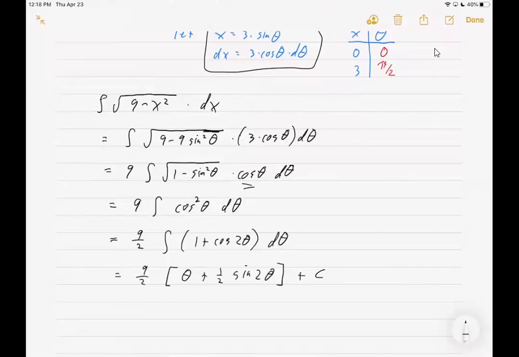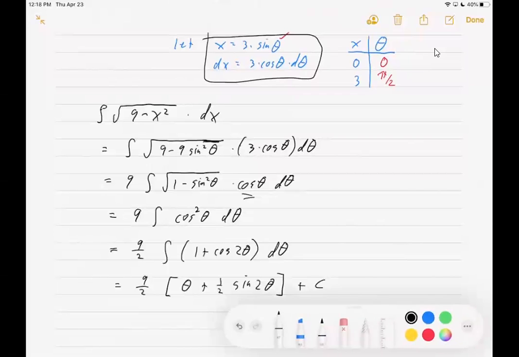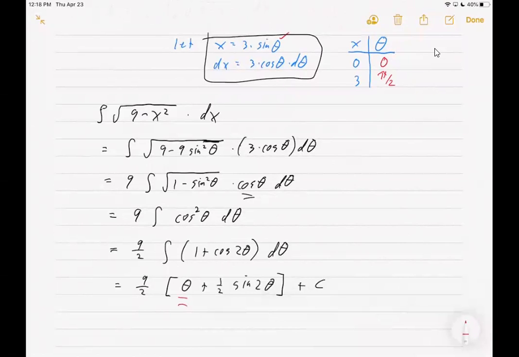We could obviously distribute the 9/2, but here is where we're a little bit stuck. My answer should not have theta in it or 2 theta in it, as a matter of fact. And the reason why is because the problem didn't start with thetas. The problem was all written in terms of x's. So our antiderivative has to be in terms of x's. Well, here's where we use the original substitution to geometrically figure out what must be true about theta and sine of 2 theta in order to get back to having x's.